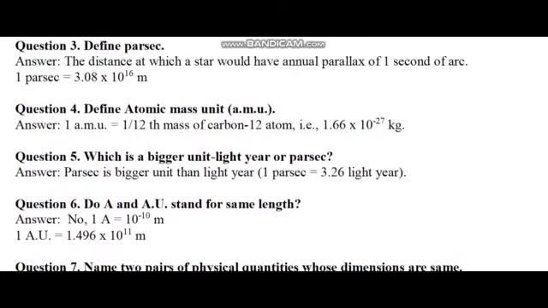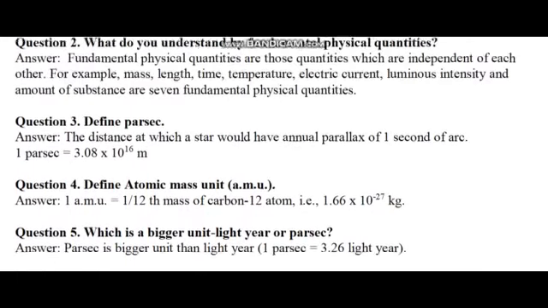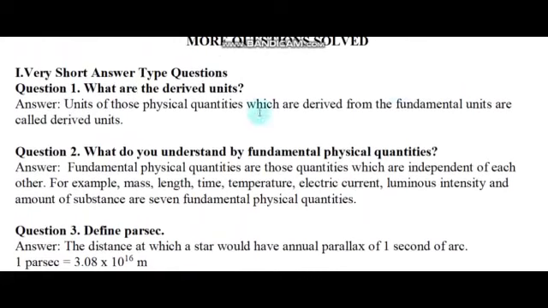Using fundamental units, we derive something called a derived unit. So the unit of those physical quantities which are derived from the fundamental units, that is, the fundamental units used for a derived quantity, all come under derived quantities or derived units. Example, if you want to find area, you will use a side, so side into side, that is nothing but length into length.